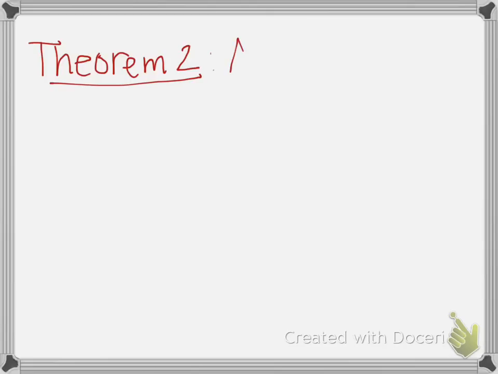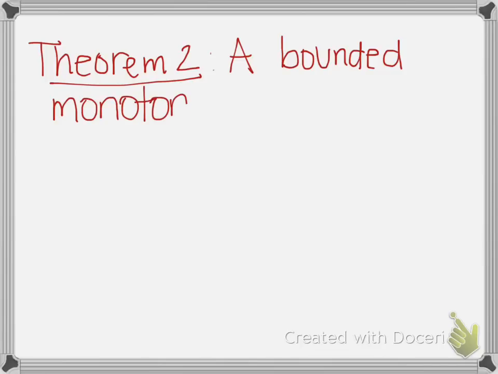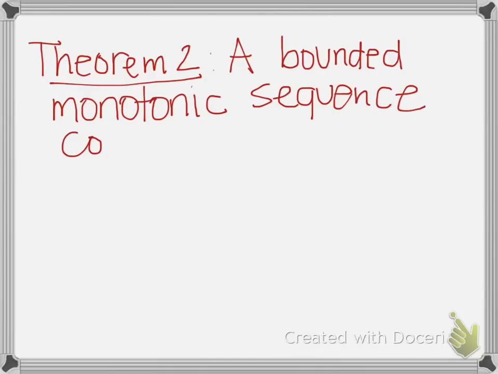Theorem 2: a bounded monotonic sequence converges. So if you have a sequence that's bounded, which means it's bounded above and bounded below, and monotonic, which means it's either increasing or decreasing, then that sequence converges.